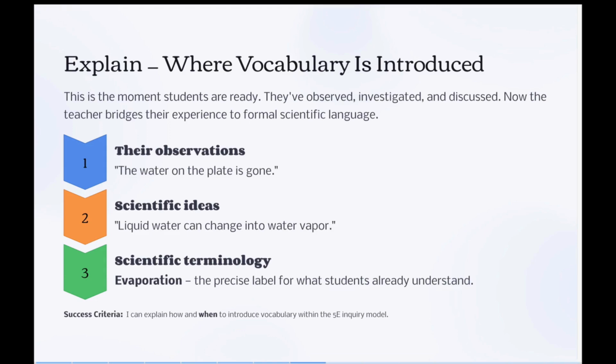They made their observations. The water on the plate is gone. So now we move into the scientific ideas. Liquid water can change into water vapor. And now we give them the scientific terminology. This is evaporation, the precise label for what students already understand. So now you're starting to understand when to introduce vocabulary within the 5E model.